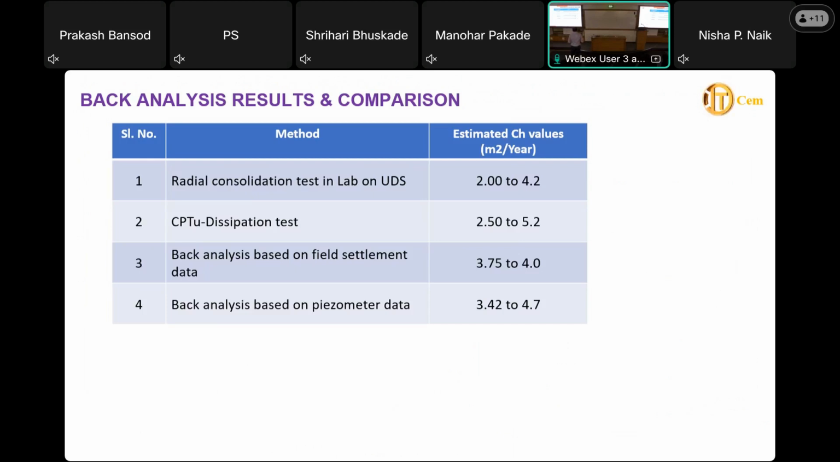Field is giving us better results, as we said that lab is a little bit less. That is quite logical, because these samples are so weak that it is almost impossible to get an undisturbed sample, take it to the lab, and extract it and get the same undisturbed layers. It's not possible. Even with the best quality, it will have some disturbance. That's why it is showing a little less value, because of the disturbance effect. At rest, you can see the field values are good.